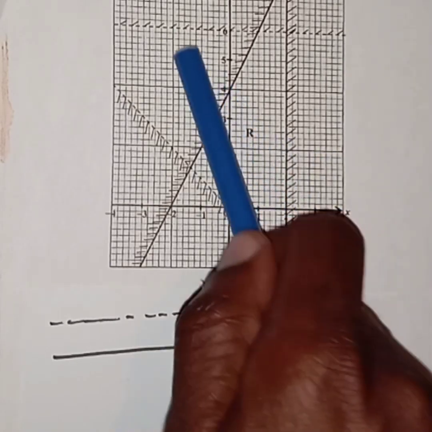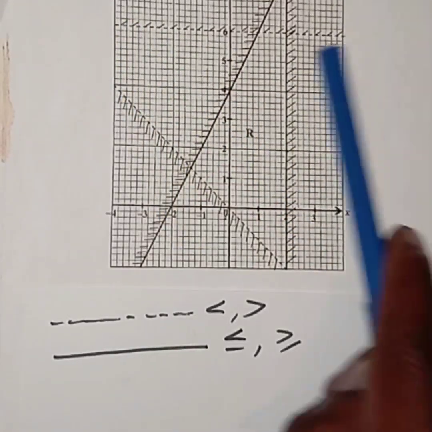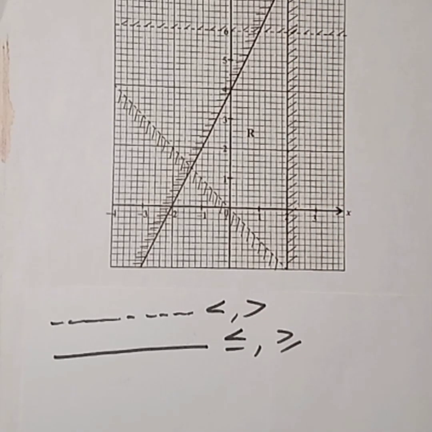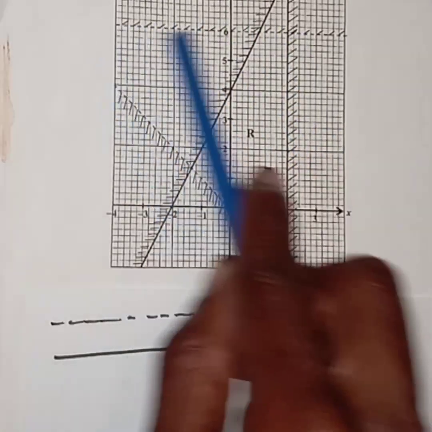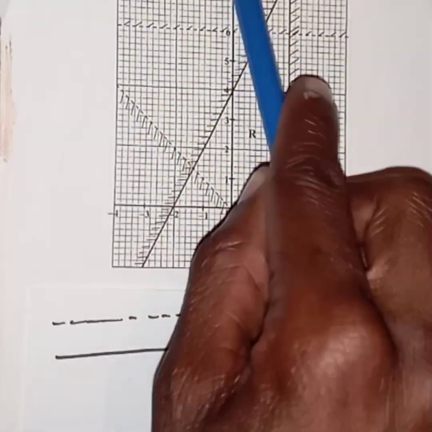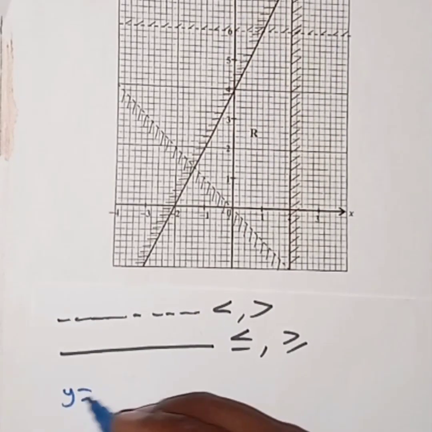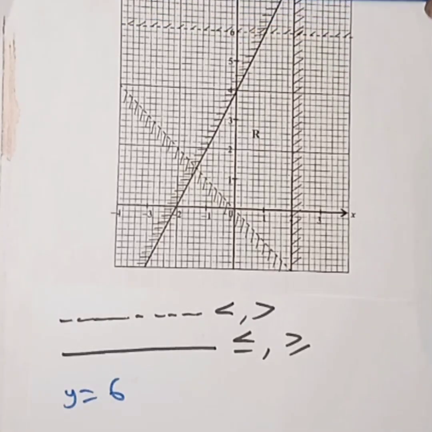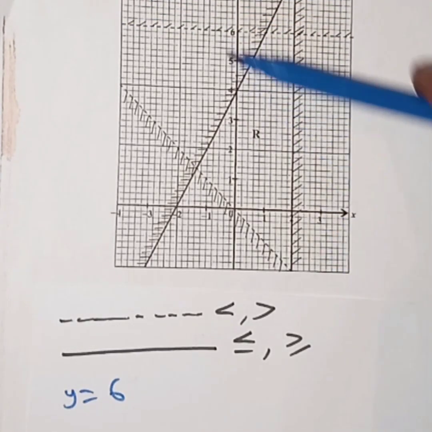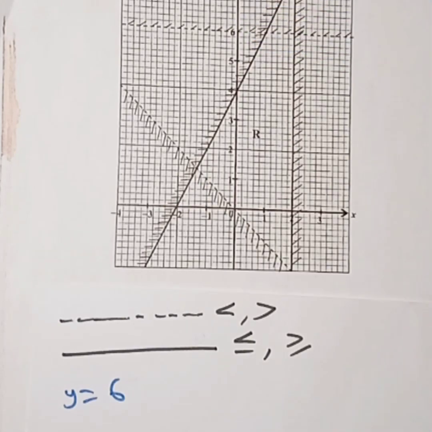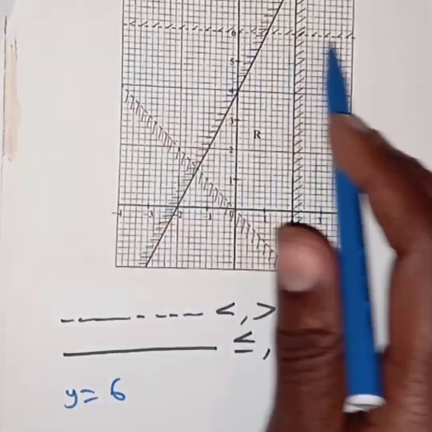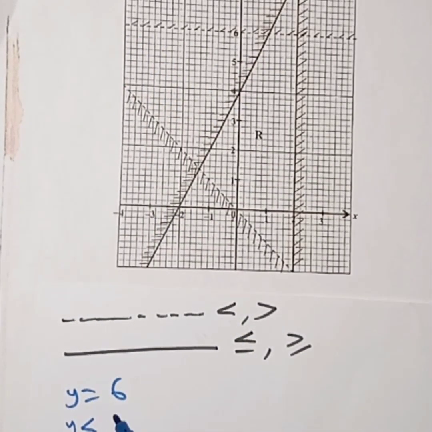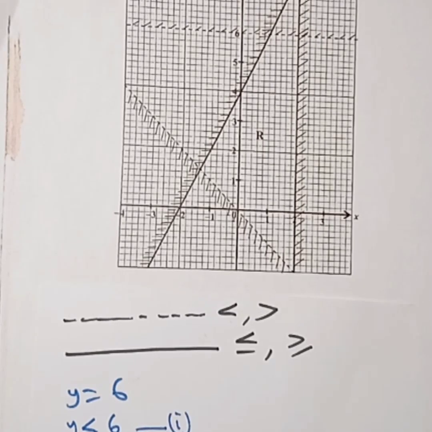So for me, I like starting with those lines which are very horizontal and very vertical because they can easily be spotted, right? So look at this line. It has crossed on 6 on the y-axis. So I start with y is equal to 6. Where have they shaded? They have shaded where it is greater, because here you have 7, 8, 9, whatever, 10. So I'll write the less symbol. But which less symbol? This is a dotted line. So I'll write this less than. This is my first inequality.